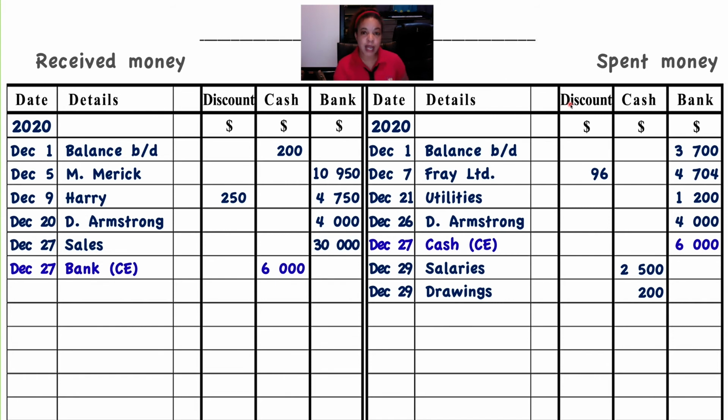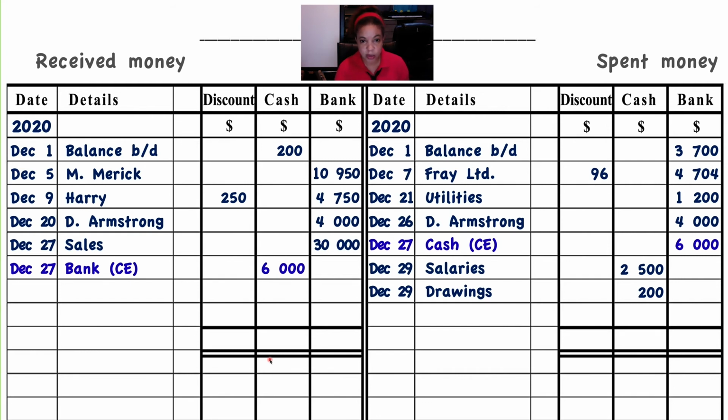Okay, so to balance, what I usually do is, you see this is on the last line here, on the credit side, we have information here. I skip a line. So I'm going to skip a line and I'm going to draw my lines because they have to be in the same line, and you have your totals, okay?